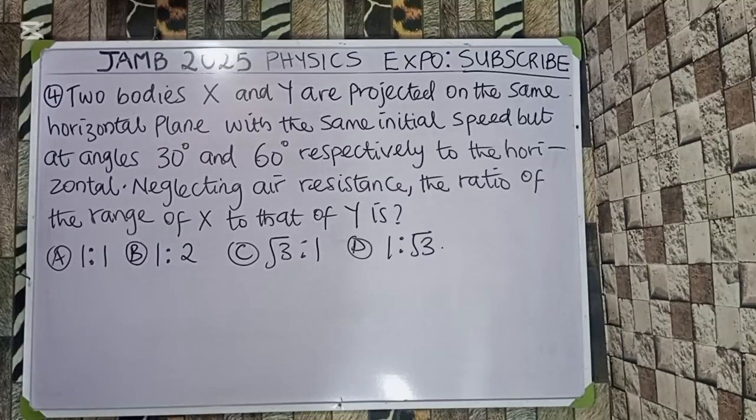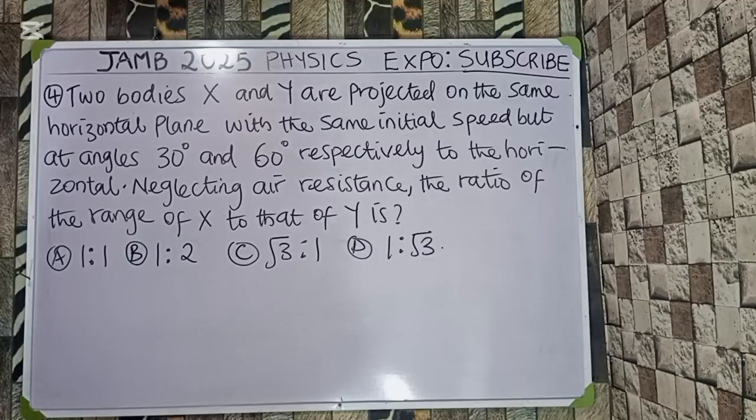Two bodies x and y are projected on the same horizontal plane with the same initial speed but at angles 30 degrees and 60 degrees respectively to the horizontal. Neglecting air resistance, the ratio of the range of x to that of y is what? We have the following options. Option A, 1:1. Option B, 1:2. Option C, √3:1. And option D, 1:√3.